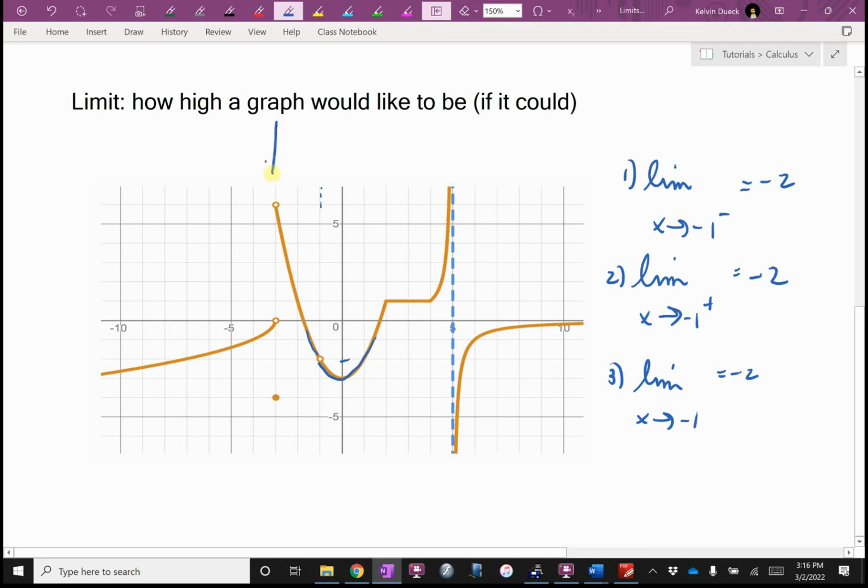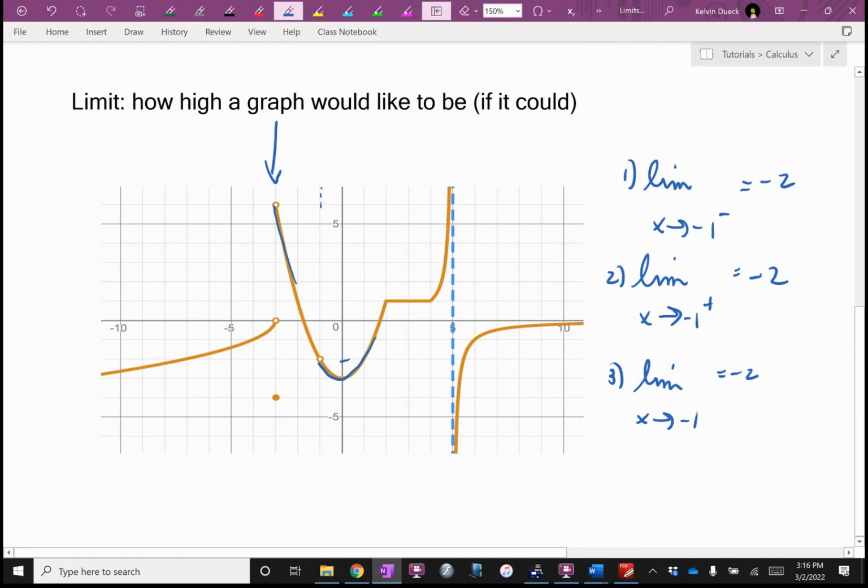Which limit would not exist? Right here at x equals negative 3. Because notice if I approach from the left, what height am I hitting? 0. If I approach from the right, what height am I hitting? 6. Are those the same values? We would say that limit does not exist. The left-hand limit exists, 0. The right-hand limit exists, 6.